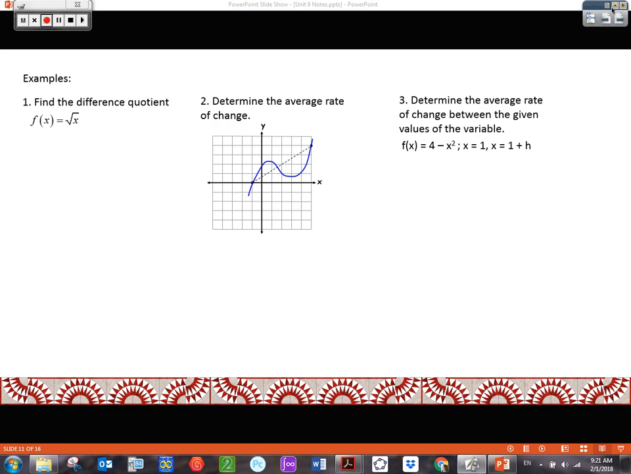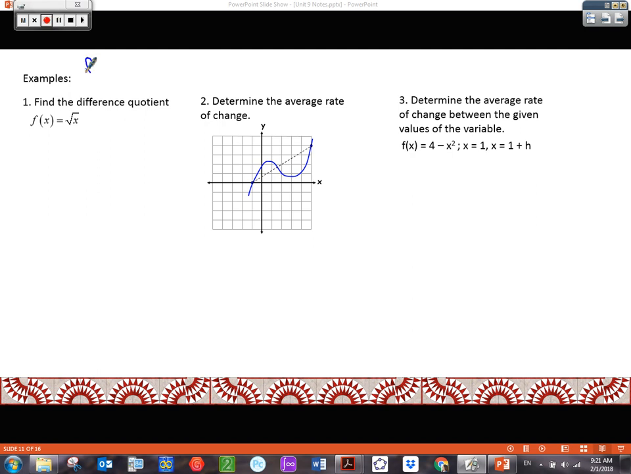So the first one is to find the difference quotient. Like I explained before, I'm just doing one example. You're going to have a lot of different kinds. This is a radical. You'll be doing difference quotients for fractions and for polynomials, all kinds of different functions. I'm just doing one, the one with the radical.